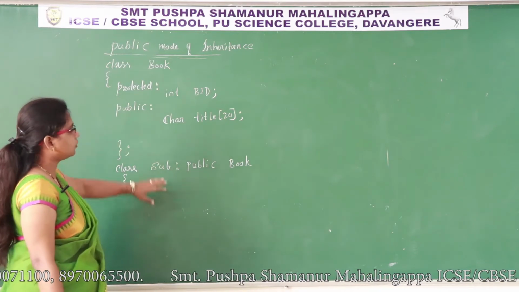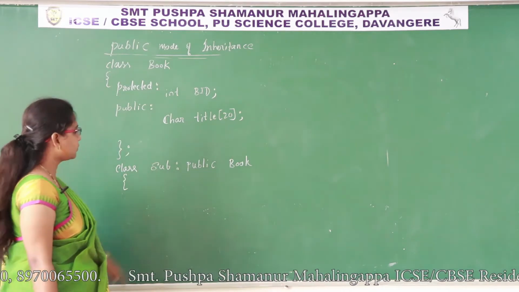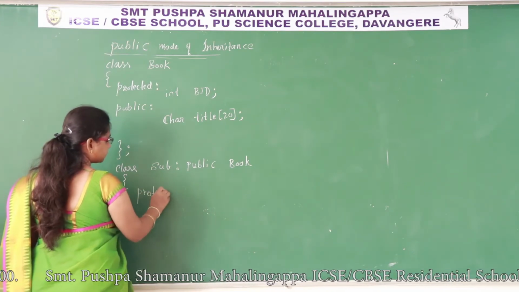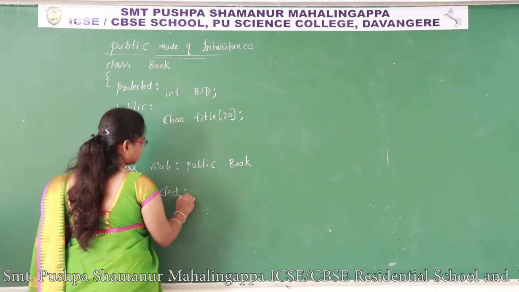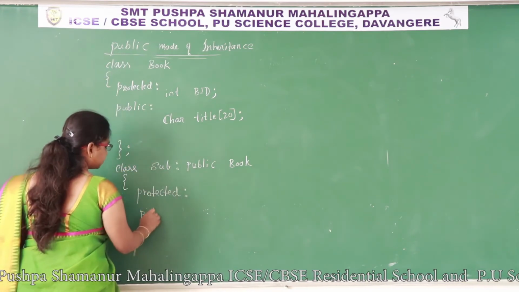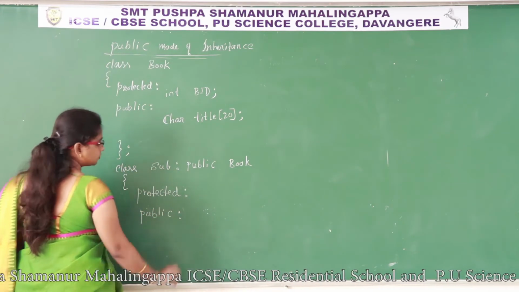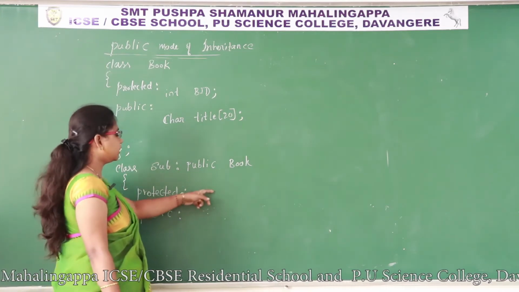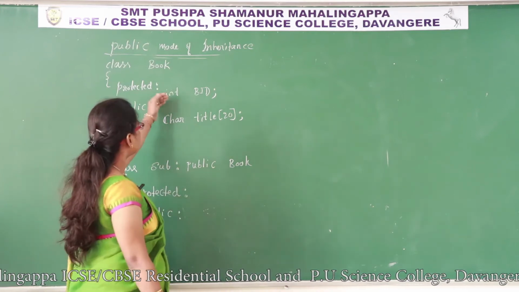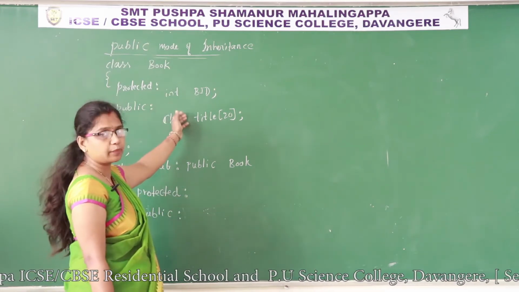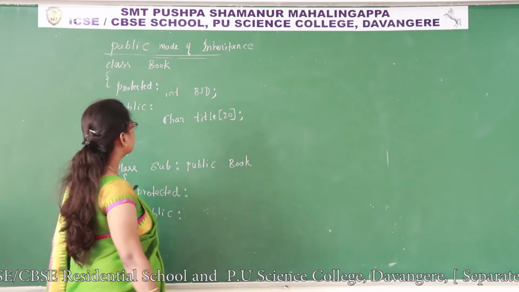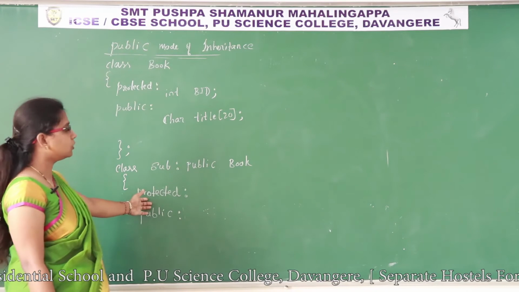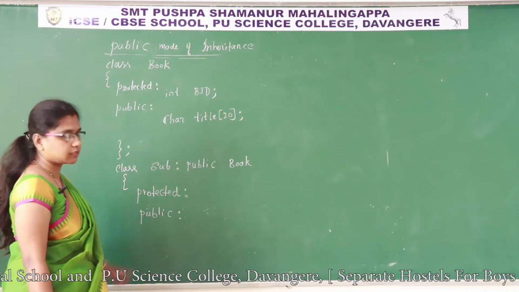These two members have become respective members of the derived class, protected and public here. So the protected members here, I am not taking any member for this class. These two data members are inherited to the derived class. BID goes to which section? Protected section, and title comes to public section.